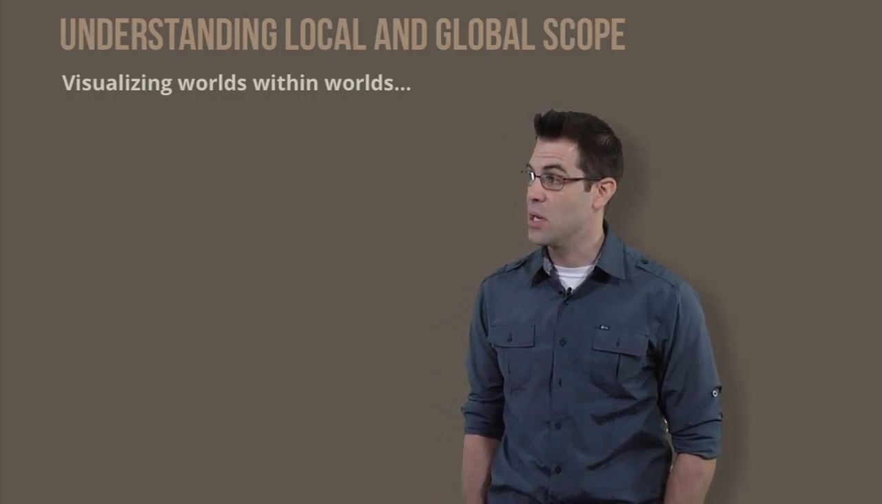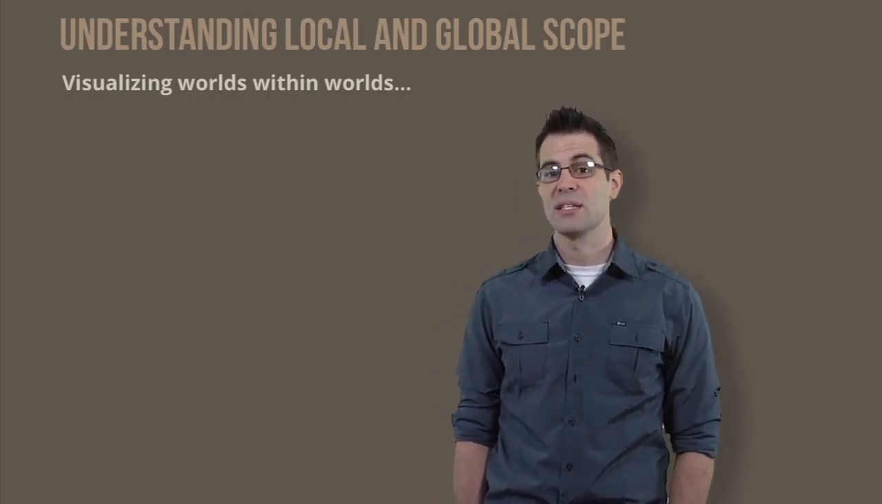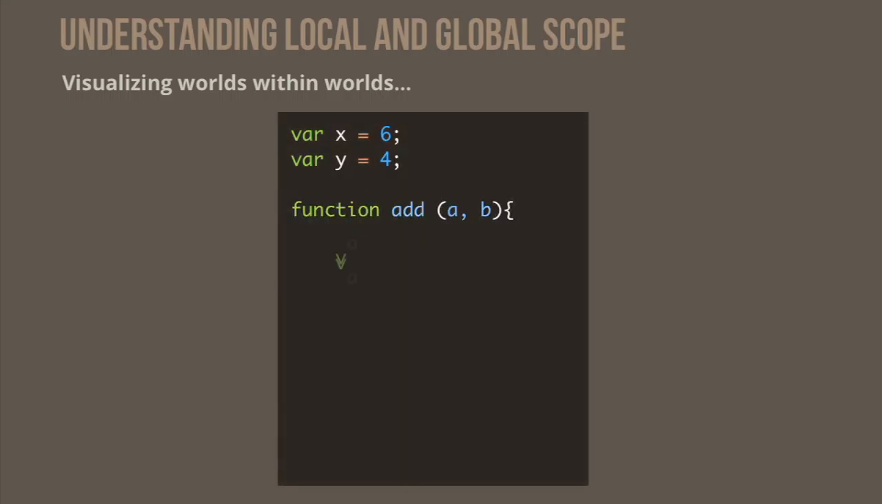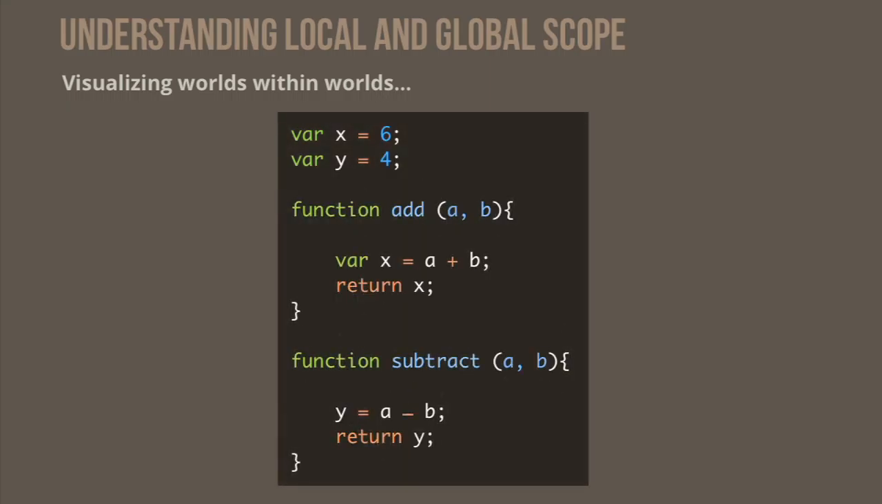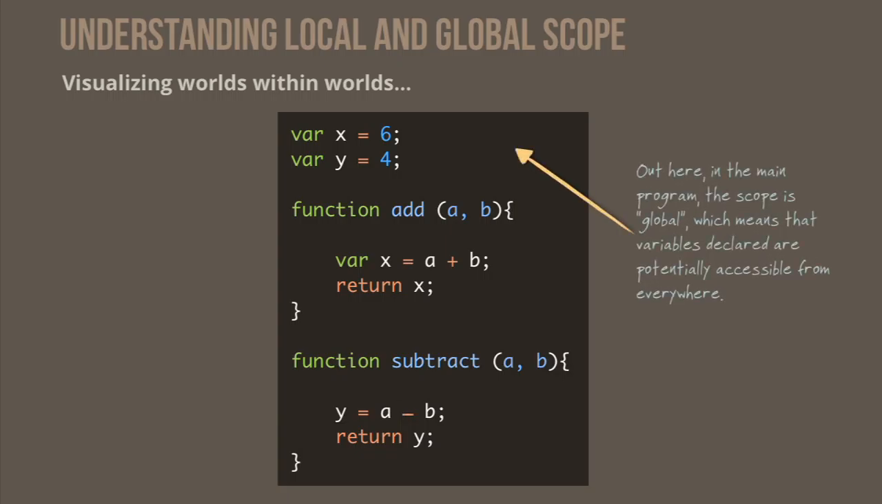So now that we've tackled a more complex function, we will wrap up our function level with an examination of local and global scope inside JavaScript. Let's say we've got a program, and the program has some variables, and it also has a couple functions. You can see our variables are x and y, and our functions are add and subtract. Now out here in this space, in the main program, the scope is called global, which means that variables declared there are potentially accessible from any place, even within the functions below.